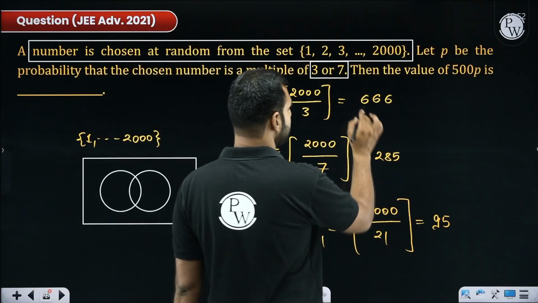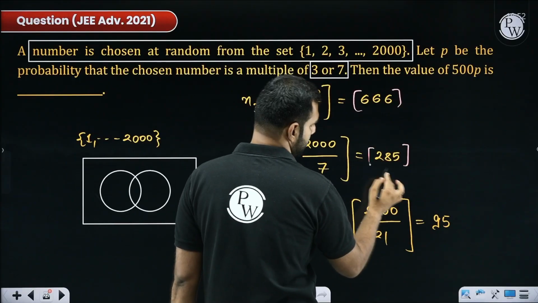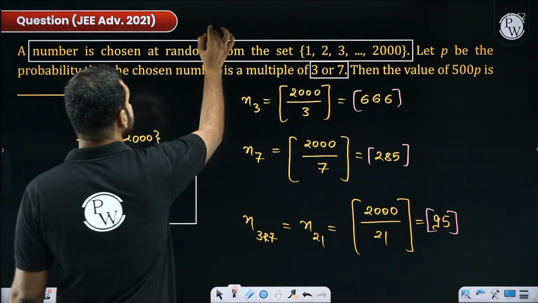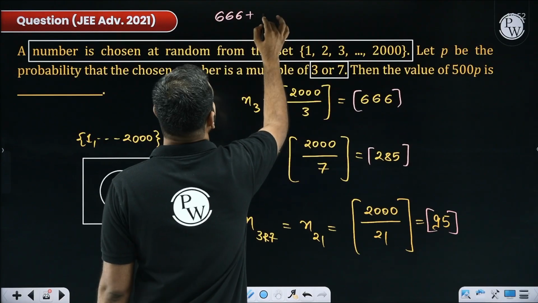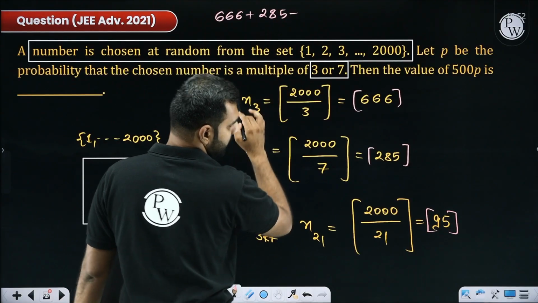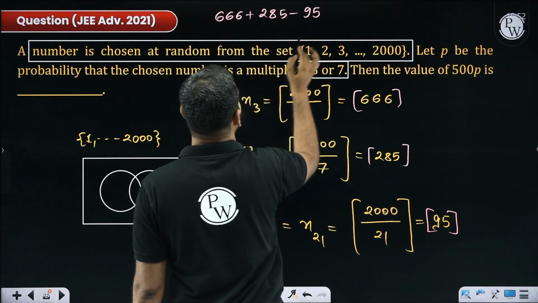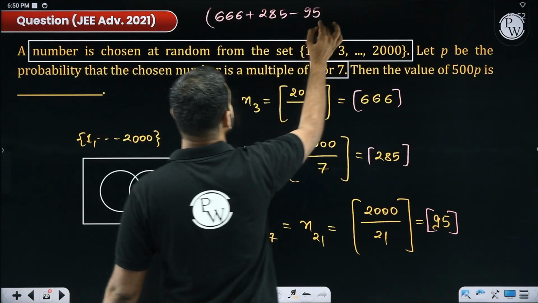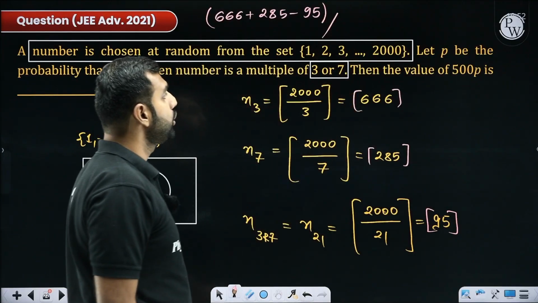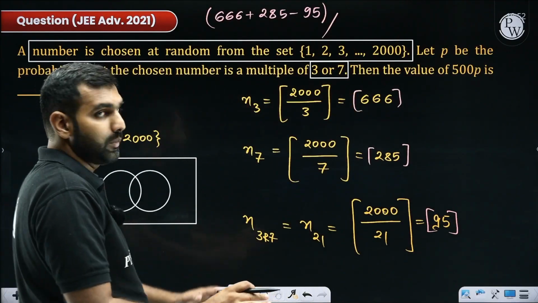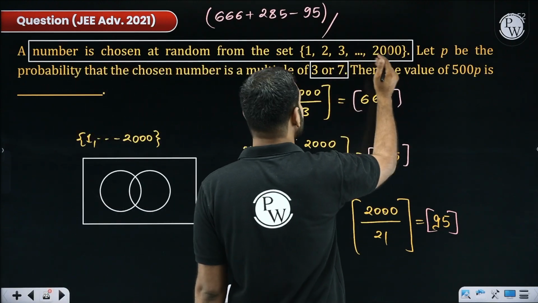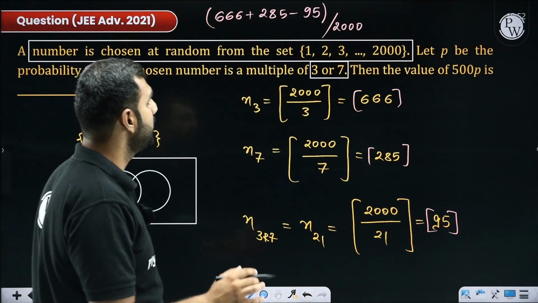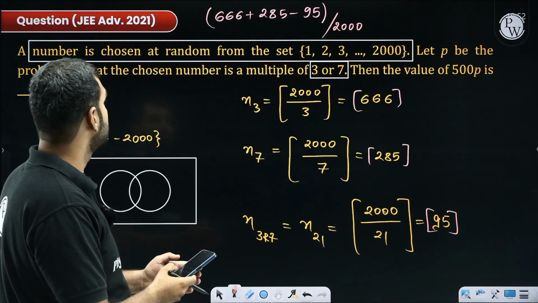If it is a multiple of 3 or 7, it will be this plus this minus this, because I hope you understand the meaning of the word or. So it will be 666 plus 285 minus 95. Yes or no? And these are the favorable cases. These favorable cases are divided by the total number of cases. If you randomly choose a number, that's your event. So a number from these 2000 numbers can be chosen in 2000 C1 ways. So that's your 2000, and this whole value should be multiplied by 500 so that you can get the value P.